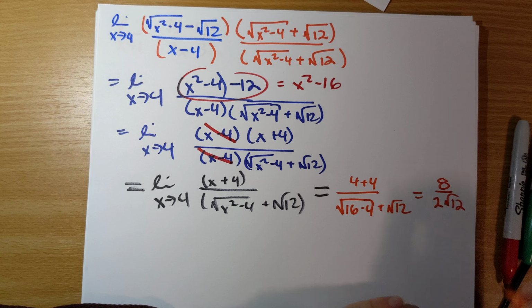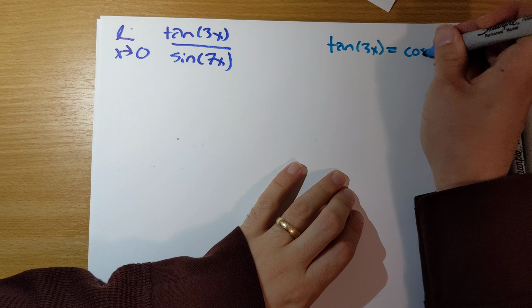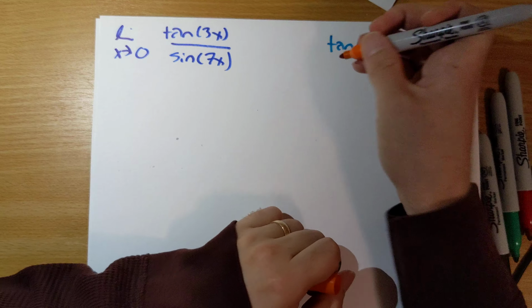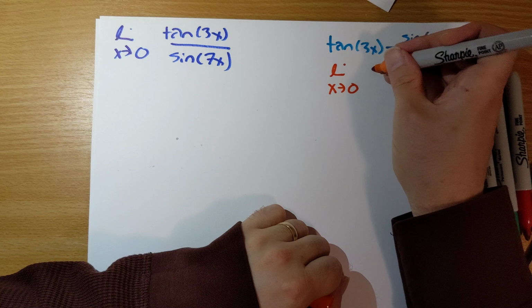Finally, the limit as x goes to 0 of tangent of 3x over sine of 7x. So the thing to do here is that we need to recall the following facts. Fact number 1 is that tangent of 3x is sine of 3x over cosine of 3x. Fact number 2 is the limit as x goes to 0 of sine of 3x over 3x is equal to 1.